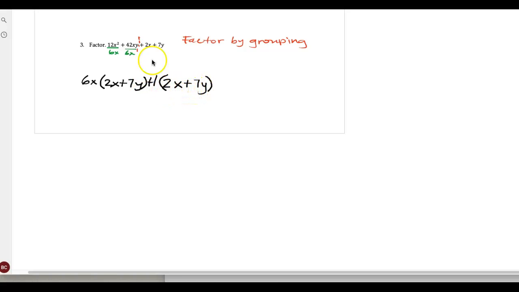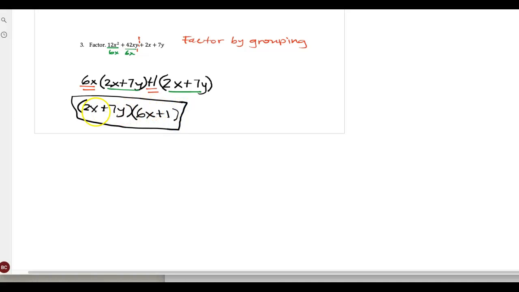Okay, so now that we have that, we're looking at it and saying, well, these 2 in the parentheses are exactly the same. And that's what they need to be in order to do this factor by grouping. So now that's my greatest common factor that can come out. So I put that 2x plus 7y in one parenthesis, and then my leftovers are 6x plus 1, which goes in my other parenthesis. Okay. And so that is factored.